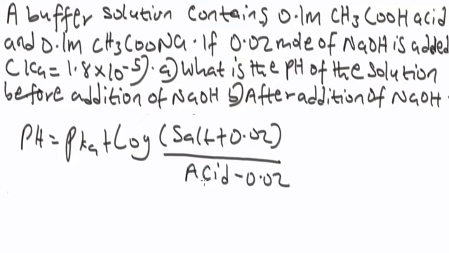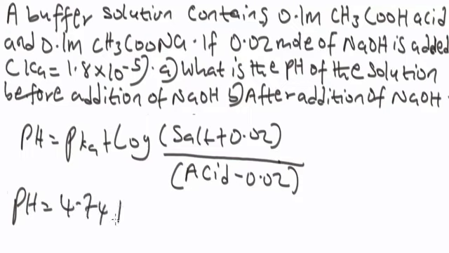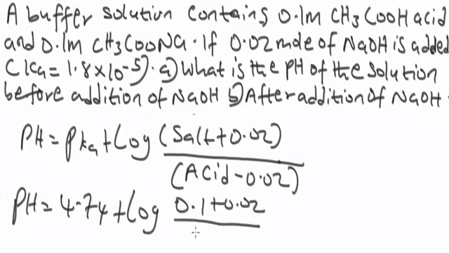When you simplify, let's put this in brackets. The pH will be the pKa, which we got to be 4.74, plus log of the salt concentration 0.1 plus 0.02 over that of the acid, 0.1 minus 0.02. When you simplify everything here, then punch it into my calculator.